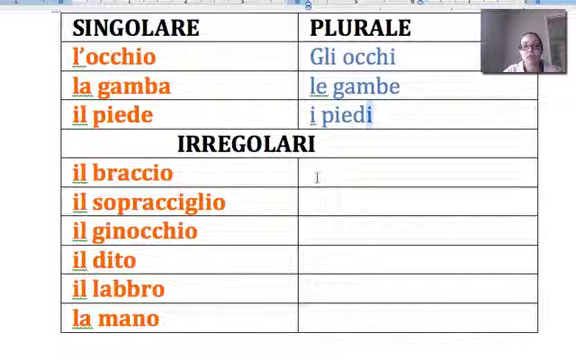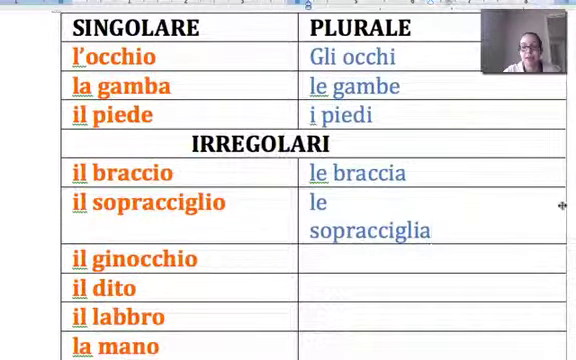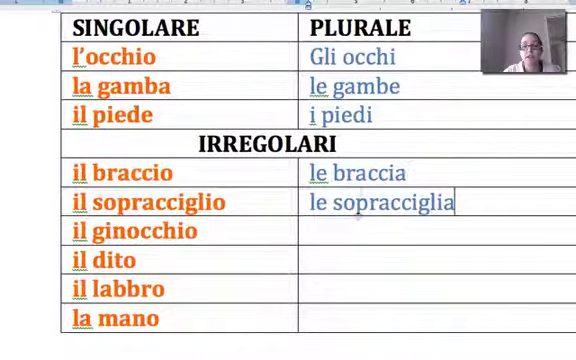So, il braccio, in the plural, actually becomes le braccia. So, the article actually turns into a plural. It turns into a feminine plural, and the O, for some odd reason, becomes an A. Il sopracciglio, the eyebrow, to say eyebrows, le sopracciglia. So we have something similar happening in that it becomes a feminine word, and it stays as an A, like the singular form, but the article becomes plural.